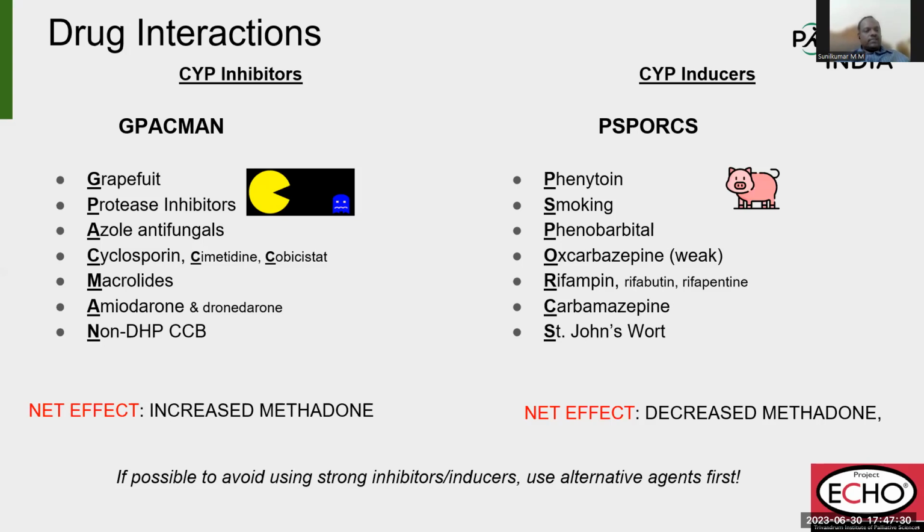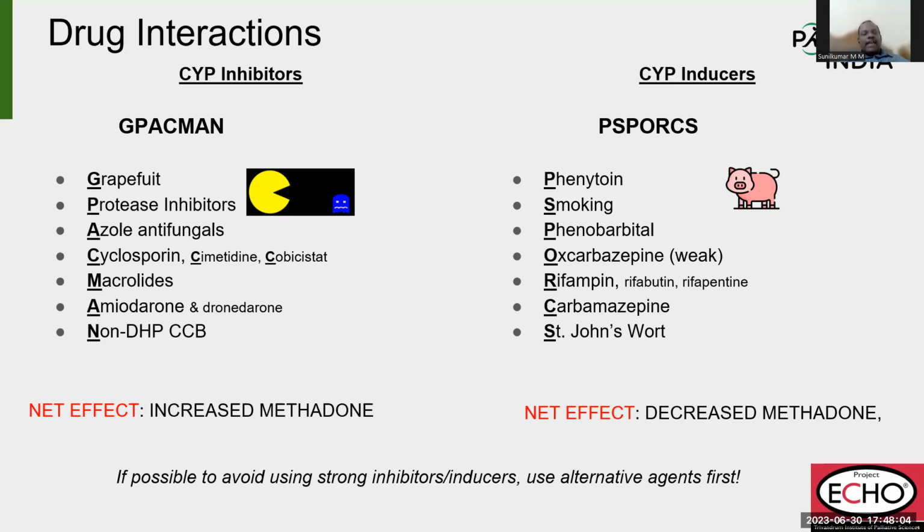Then cyclosporin, cimetidine, macrolide antibiotics, and then amiodarone and dronedarone, non-dihydropyridine calcium channel blockers like diltiazem and verapamil. So all these can have drug interactions because of the cytochrome P enzyme system. And as these are cytochrome P inhibitors, they can increase the methadone levels in the blood.